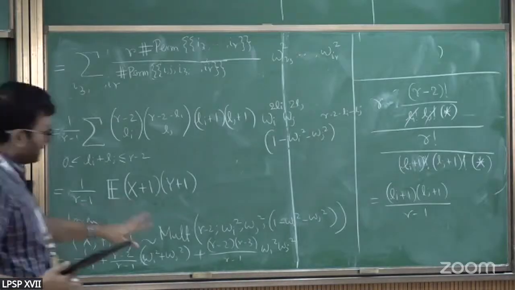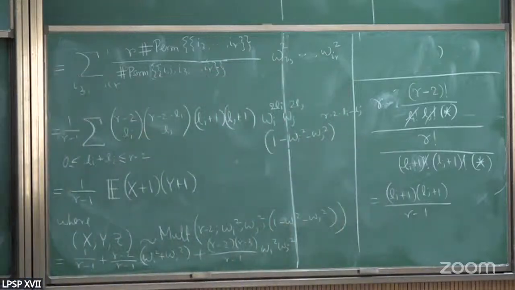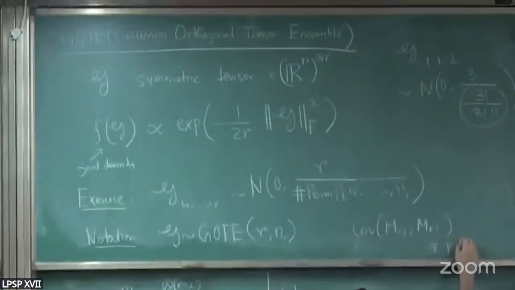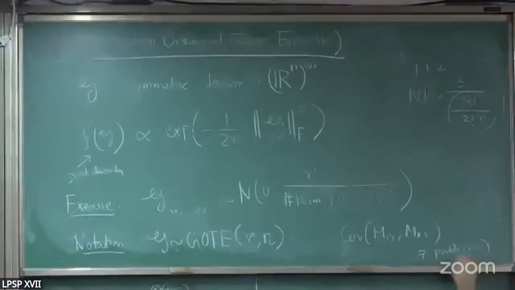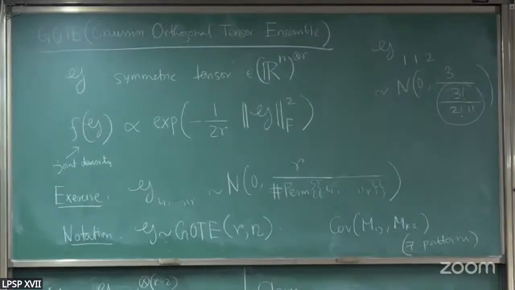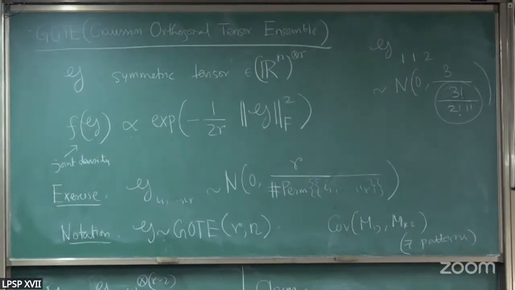So you can do this type of multilinear calculation for every possible covariance pattern. Okay, there are 7 of them. And then you match that with this. They exactly match somehow.